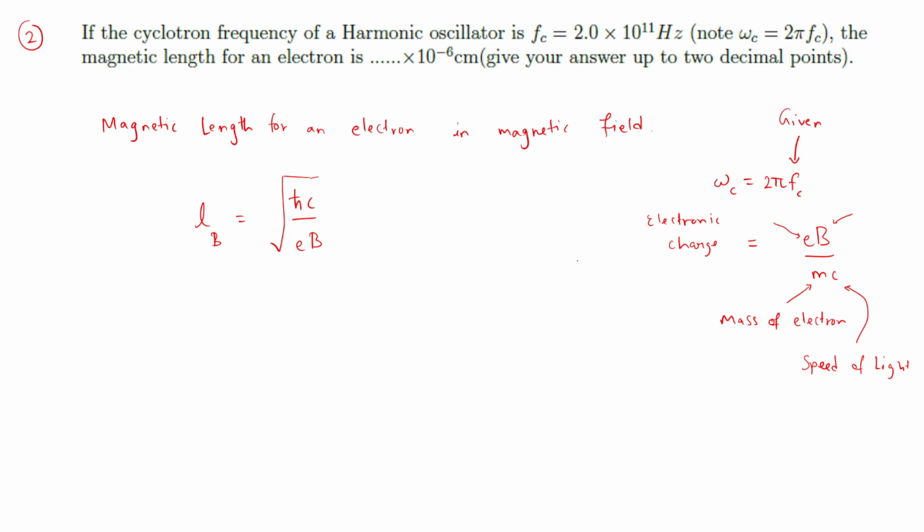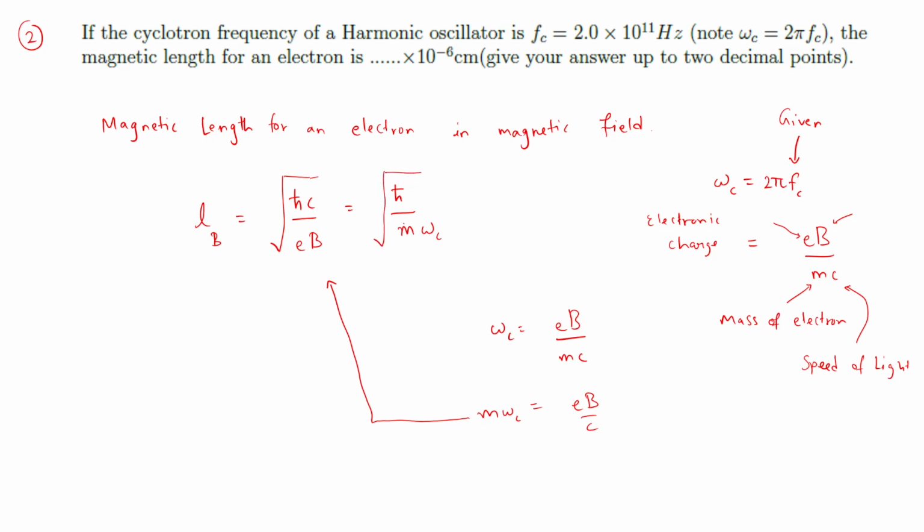Now you see here, omega c is equal to eB over mc. So eB over c is equal to m times omega c. Now this is what we will substitute in this expression. So what we will get is h bar, and eB over c is m times omega c.